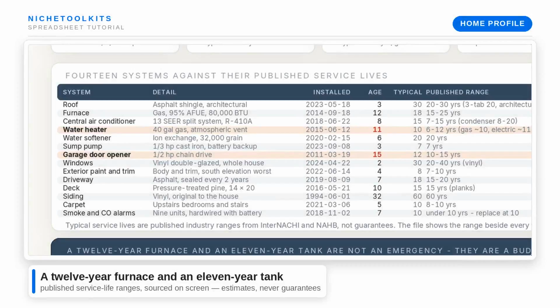The water heater is 11 years old against a typical life of 10, so it reads past typical life in red. That is not an emergency, and the sheet does not pretend it is. It is a budget line you get to write early. Every one of those service lives is shown as the published range with the source named beside it, and they are industry estimates, not guarantees.